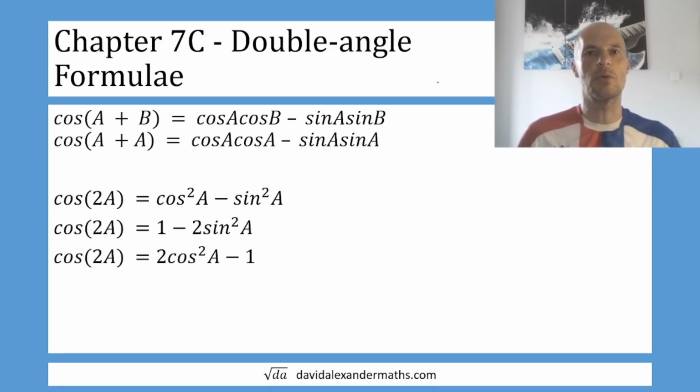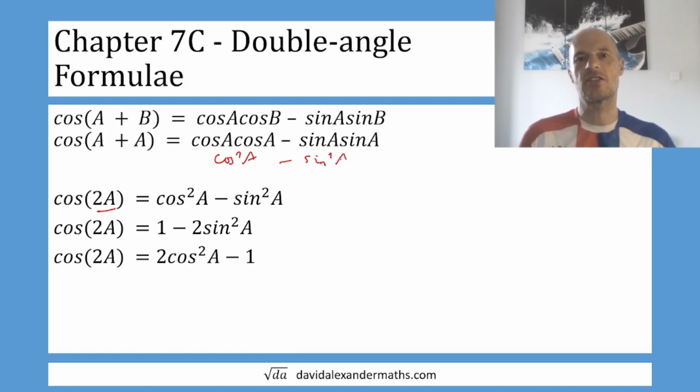Okay, so here's the second double angle formula. We know that the cos of A plus B can be written as cos A cos B, subtract sine A sine B. So therefore the cos of A plus A, which is the cos of 2A, can be written as cos A cos A, take away sine A sine A. Now cos A times cos A, that's the cos of A squared, so that can be written as cos squared A, and sine A multiplied by sine A, well, that is the sine of A squared, so that can be written as sine squared A. So here we have it. The cos of 2A is cos squared A minus sine squared A.